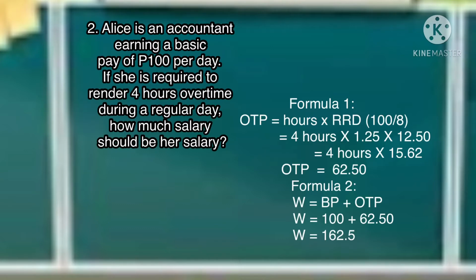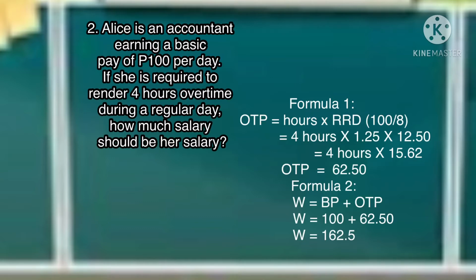And now we're going to find out how much overtime Alice can get. As the guidelines stated, the rate of overtime on a regular day is 125%, and we convert it to the decimal number 1.25. In getting the overtime, we multiply the 4, which is the overtime hours, by the regular day rate of 1.25 times the hourly rate of 12.50. So the answer is 62.50 pesos, the overtime pay that Alice can get for 4 hours.